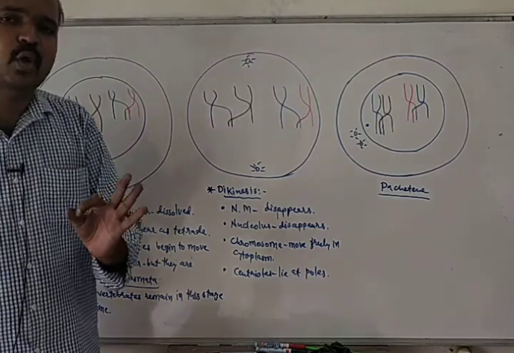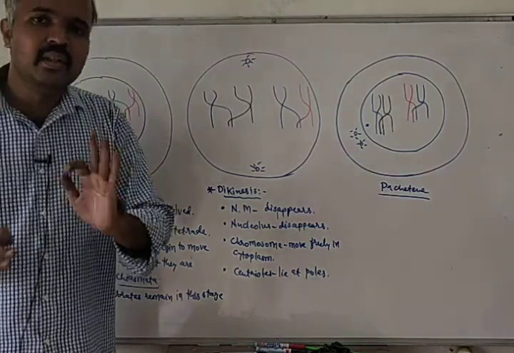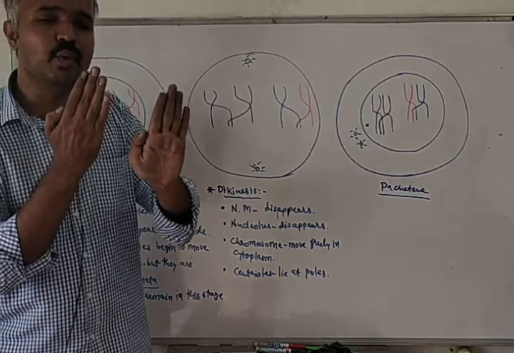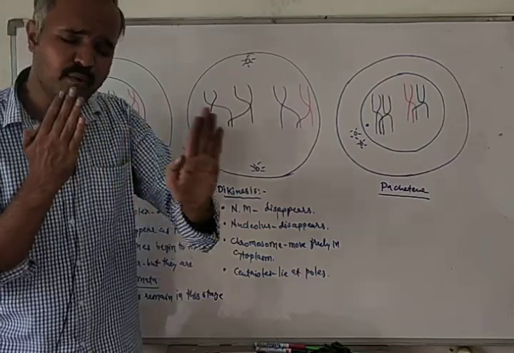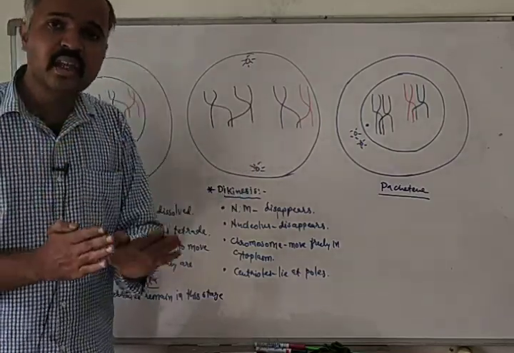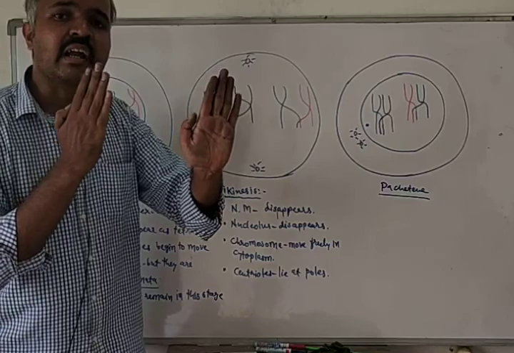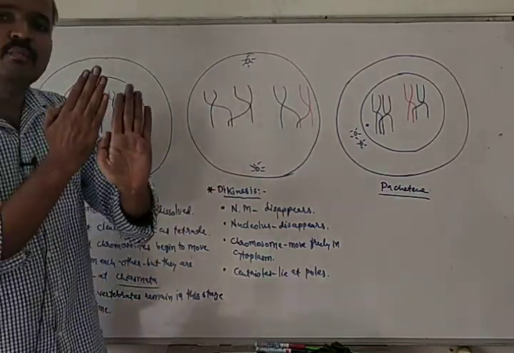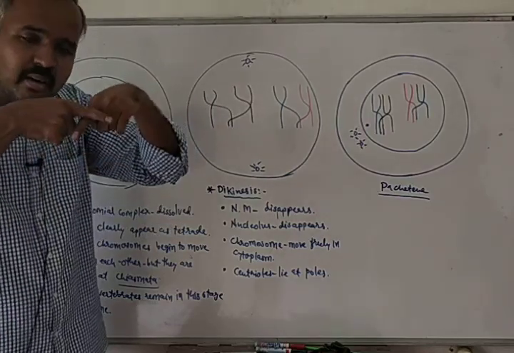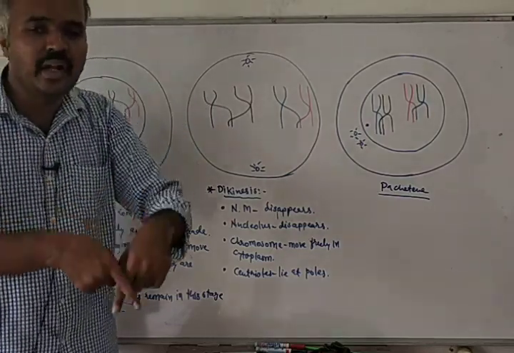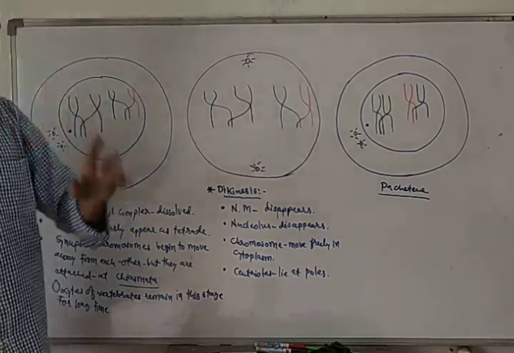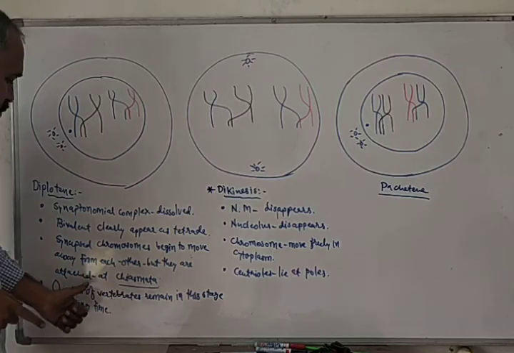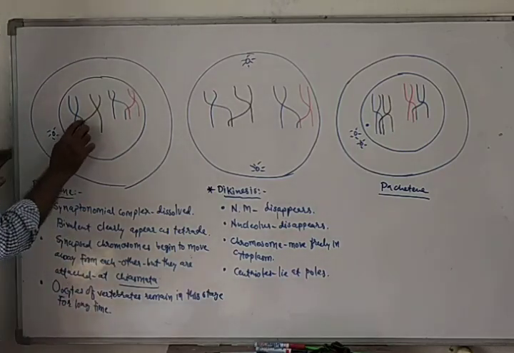First of all, the synaptonemal complex will get dissolved, and now the chromosome which was lying behind will come in front, and it will start to move away from the first chromosome. Due to this, the bivalent will clearly appear as a tetrad. Even though the chromosomes are moving apart, they are still attached to each other at a point, and that point is known as chiasmata.